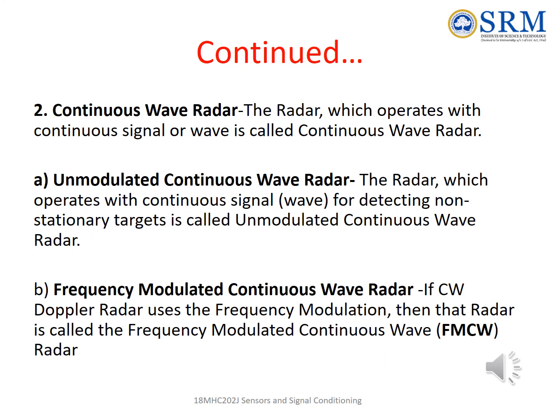Next is the continuous wave radar. The radar which operates with continuous signal or wave is called the continuous wave radar. They use the Doppler effect for detecting non-stationary targets, and this is classified as unmodulated continuous wave radar and frequency modulated continuous wave radar. The radar which operates with continuous signal for detecting non-stationary targets is called unmodulated continuous wave radar. If the continuous wave Doppler radar uses frequency modulation, then that radar is called the frequency modulated continuous wave radar.